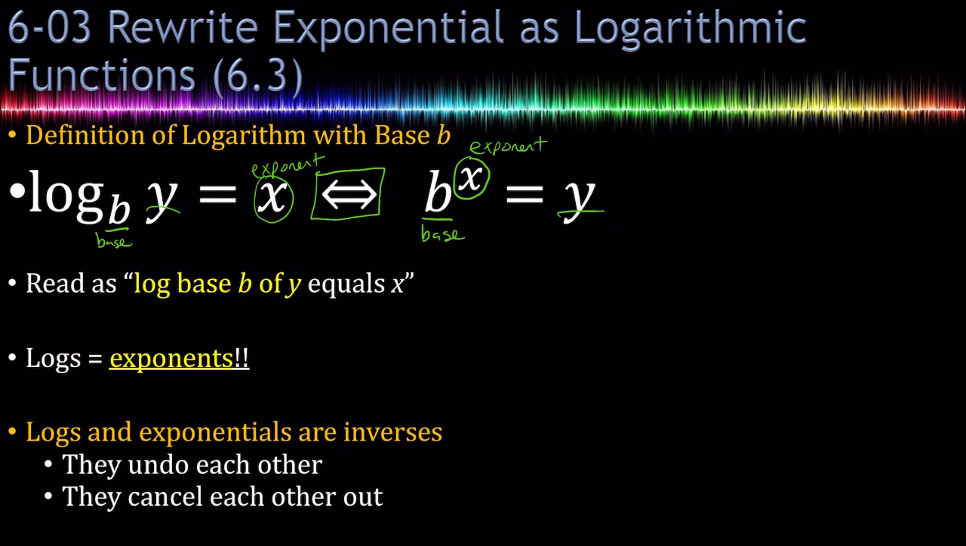Logs are useful because they are inverses of exponentials. They undo each other. They cancel out each other. Just like the square root of x squared, the square root and the square cancel out. Or multiplying by 2 and dividing by 2. Multiplying and dividing by the same thing cancels out. Well, log base 2 and 2 to the x, so this is the log, this is the exponential, they cancel out, leaving x. That's why they're useful.